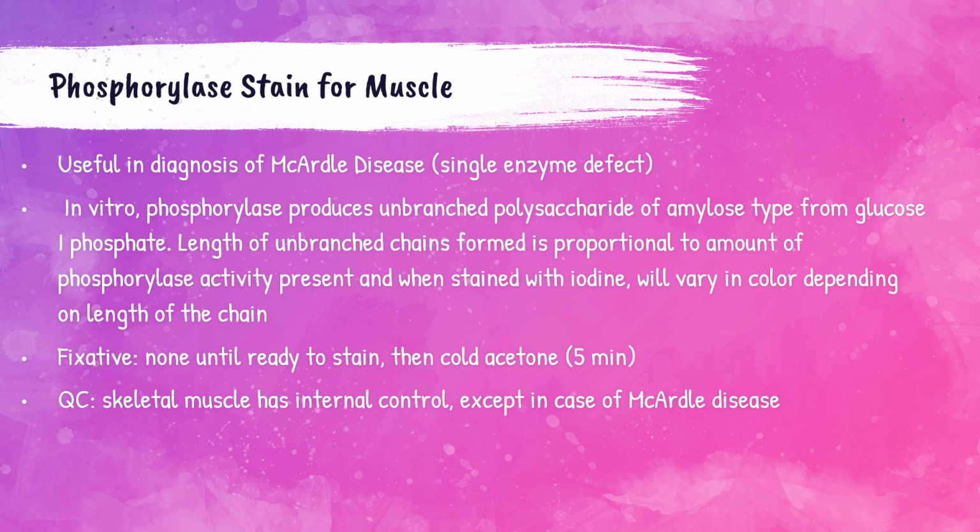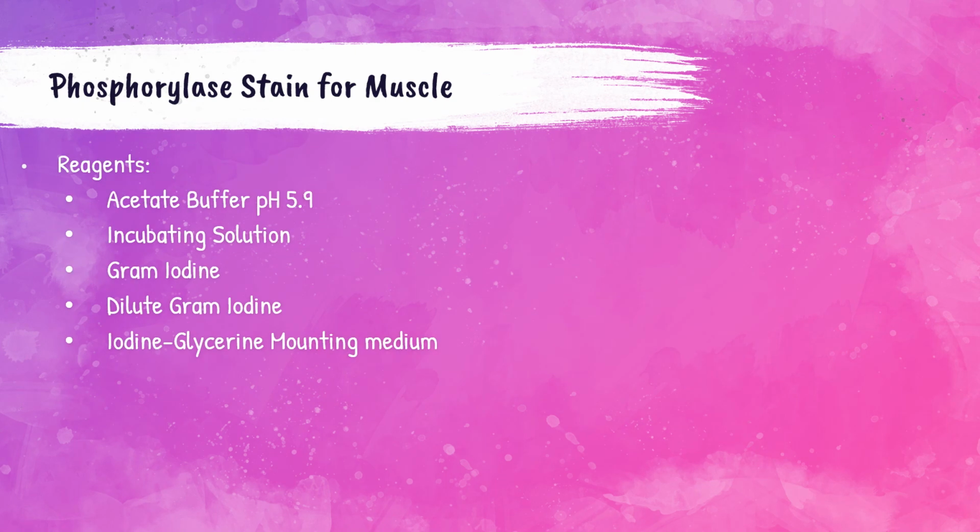Normal skeletal muscle has an internal quality control. Patients that have McArdle disease do not have an internal control in their skeletal muscle tissue. So in this case, a slide from a previous normal skeletal muscle must be used as a control and the test repeated. Reagents needed for the phosphorylase stain are acetate buffer with a pH of 5.9, incubating solution, gram iodine, dilute gram iodine, and an iodine glycerin mounting medium.